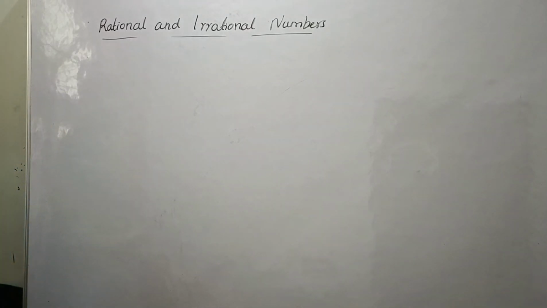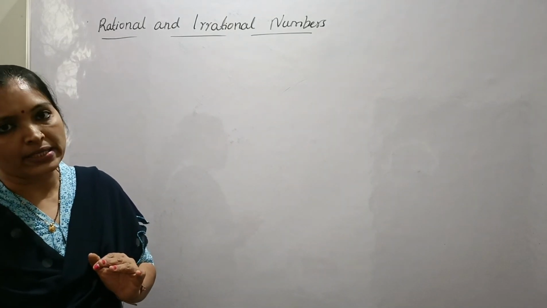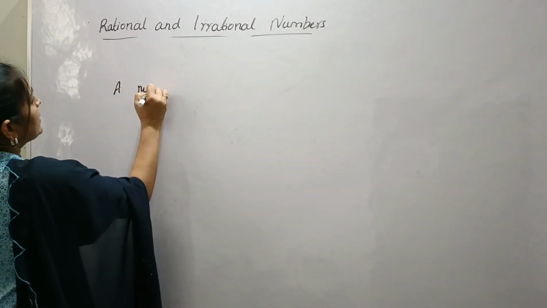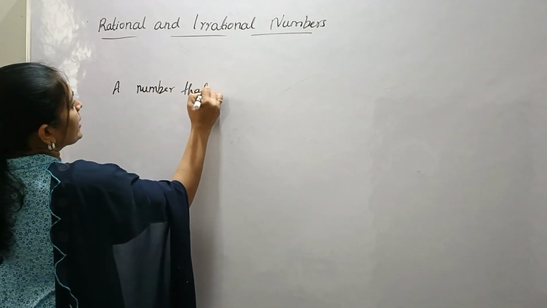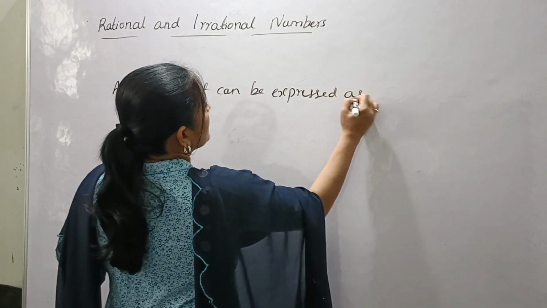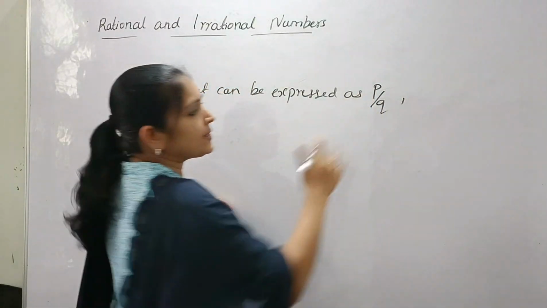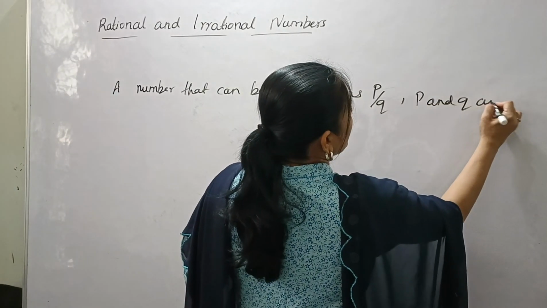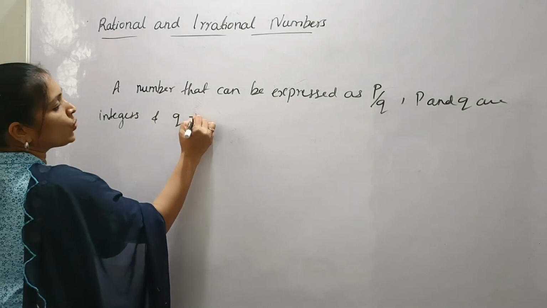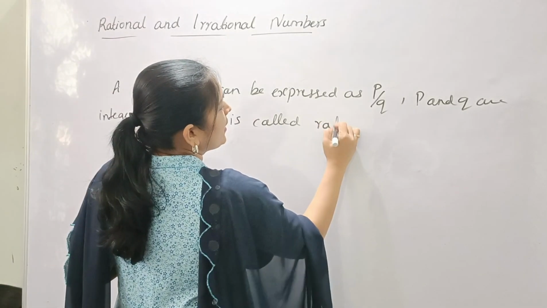We know, what is a rational number? A number that can be expressed as p by q, where p and q are integers and q not equal to 0, is called a rational number. That is, a number that can be expressed as p divided by q, where p and q are integers and q not equal to 0, is called a rational number.